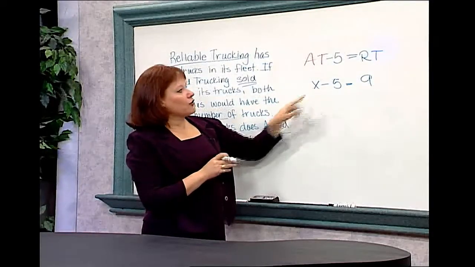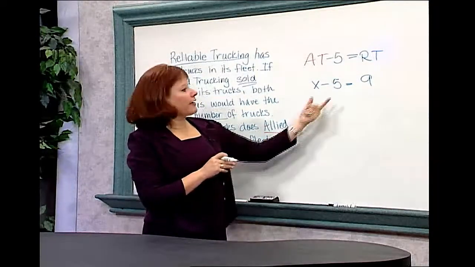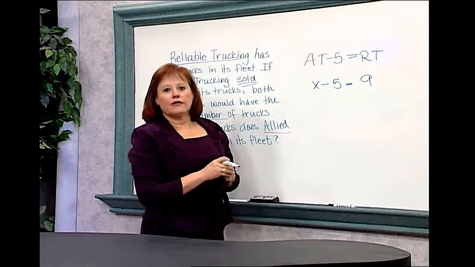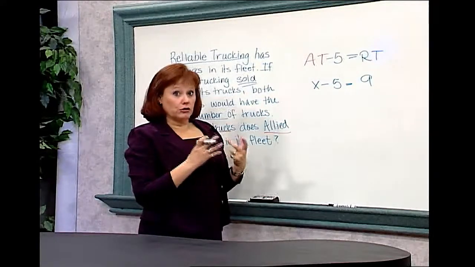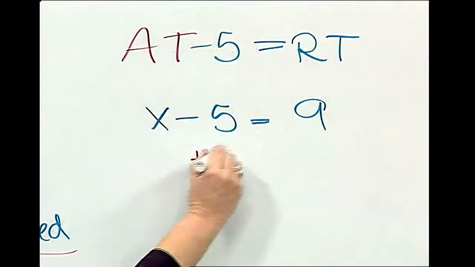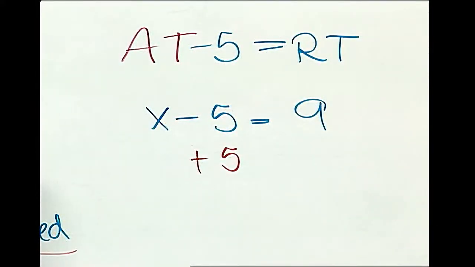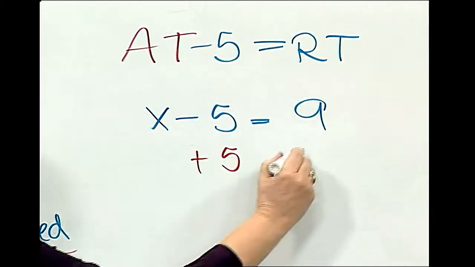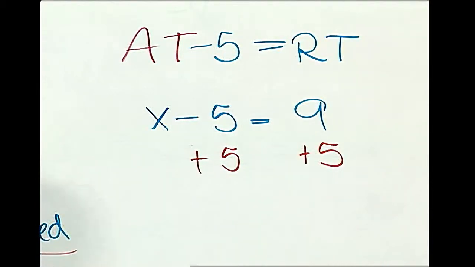This is what I want to solve for, my unknown. I want to solve for x, and I have 5 subtracted from it. If the 5 is subtracted, I want to undo that process. I want to do the opposite thing. Since 5 is subtracted, I'm going to add 5 to both sides of the equation. If I add it to the left, I must also add it to the right.